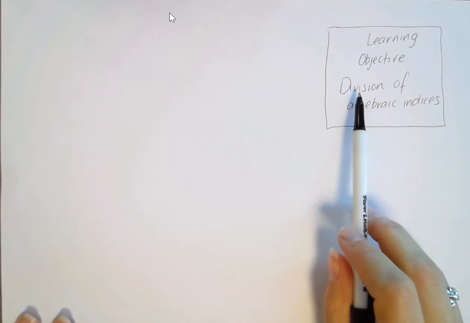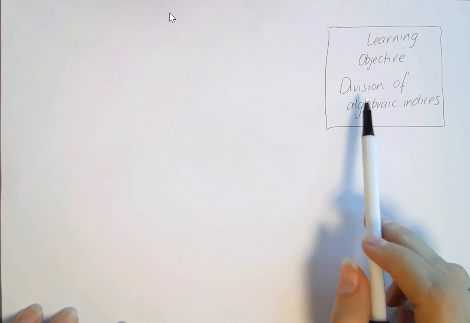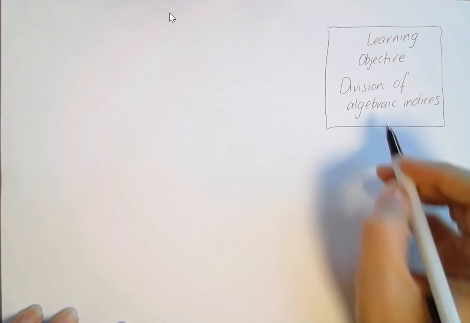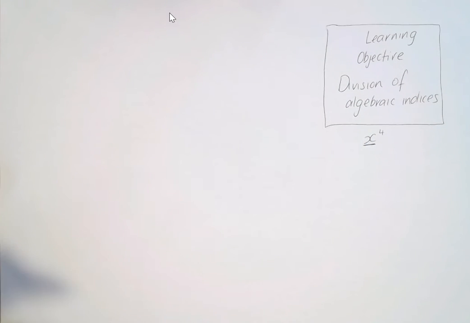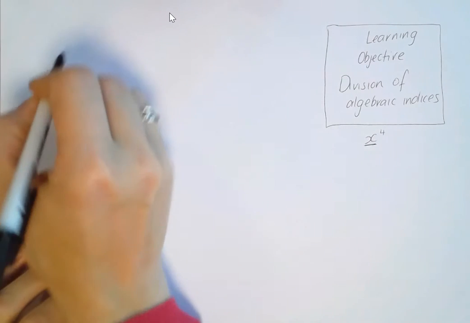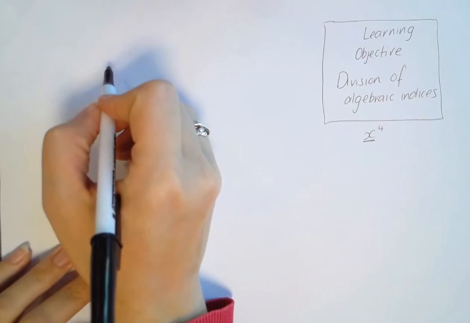So in this video we're going to look at the division of algebraic indices. It's very similar to the multiplication. We're going to look at, again, terms like x to the power of 4, where they have an algebraic variable and a power working on them. This time we're looking at dividing terms with the same base. So let's have a look.